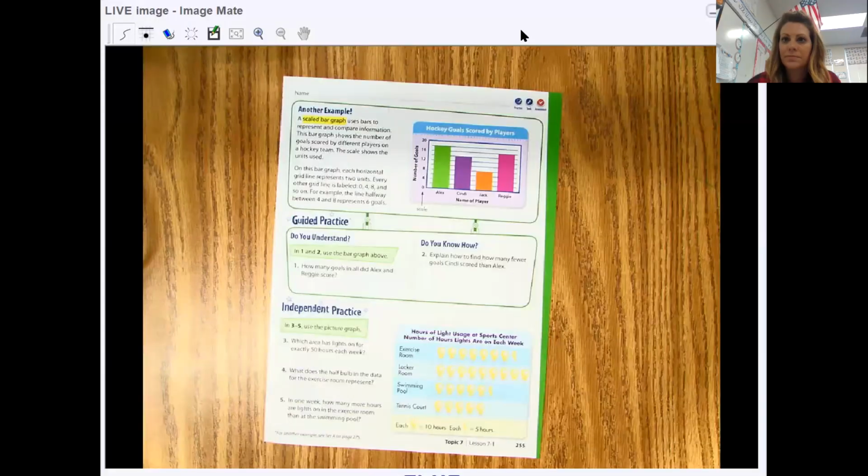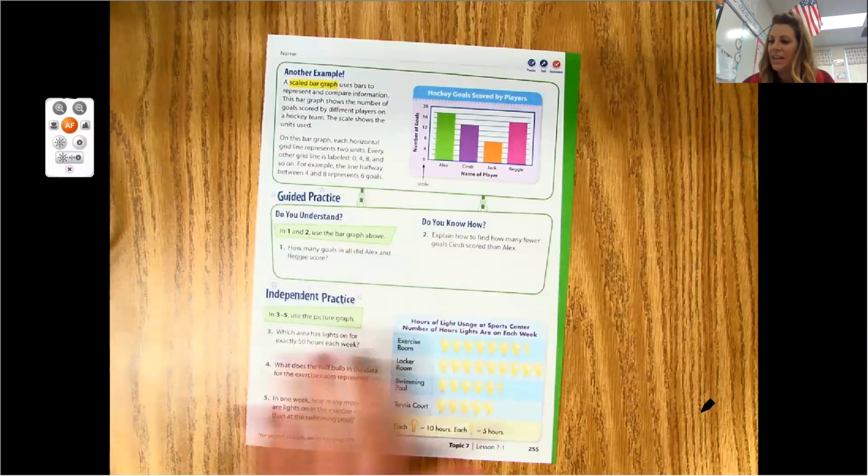So you want to make sure that you have your volume 1 math book, and I'm going to share my screen with you on the page that we are going to do. And it always makes me do it 2 times, no matter what. All right, here we go.